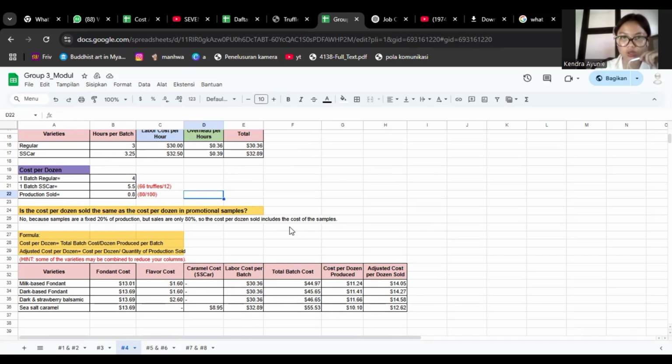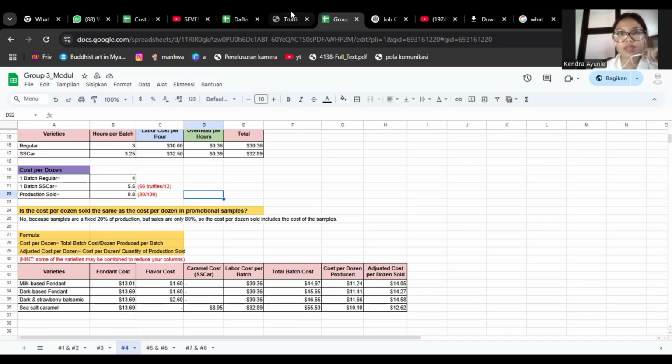So the cost per dozen sold includes the cost of the samples. We can say that the 20% of the production is like the promotional cost. Imagine that the 20% of the production cost is not truffles, but promotion, like when you're trying to promote your product on social media and you need to pay for it, right?